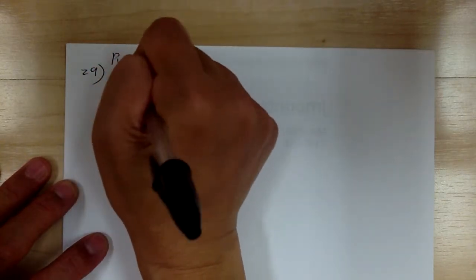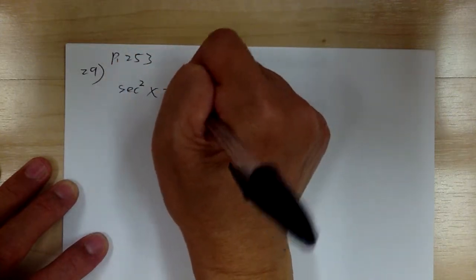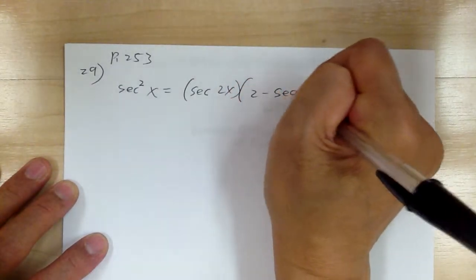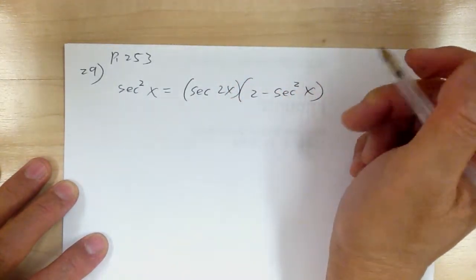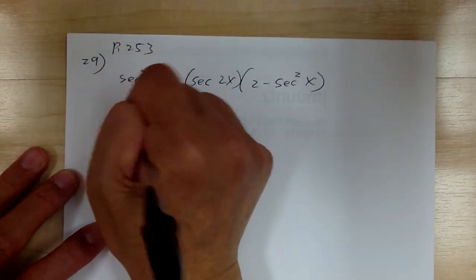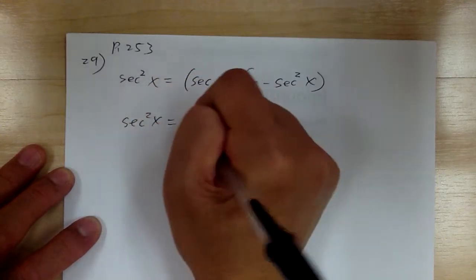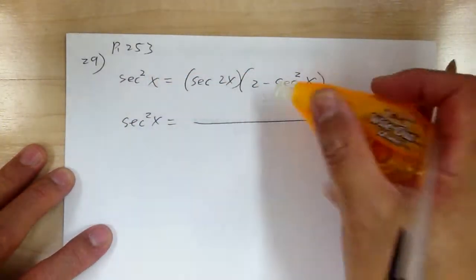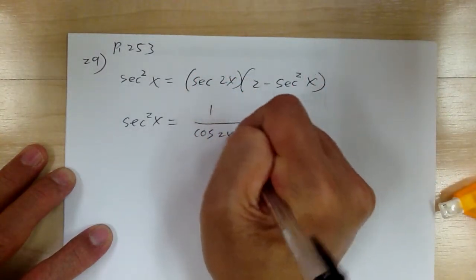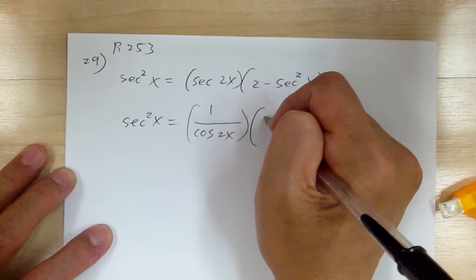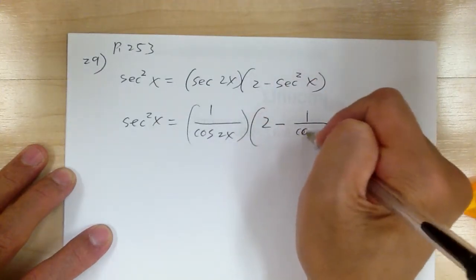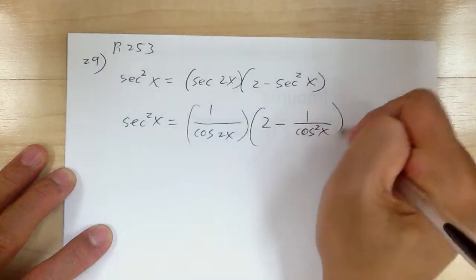Okay, you have secant squared x equal to secant 2x times (2 minus secant squared x). So this is more complicated, so you want to change this side to match that. Keep the left-hand side the same. Secant is 1 over cosine, so this is 1 over cosine of 2x, times 2 minus 1 over cosine squared x. Okay?